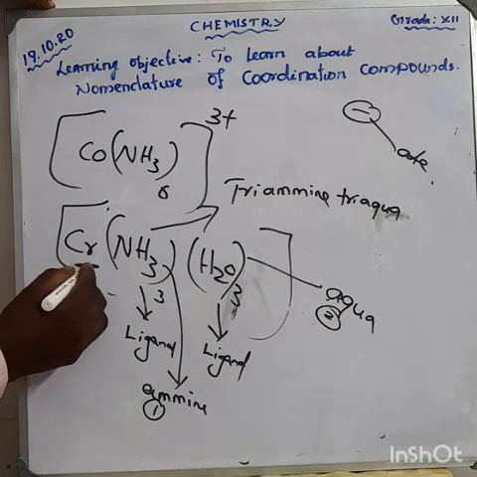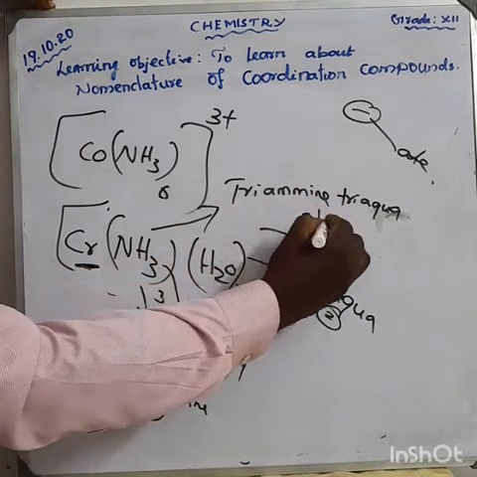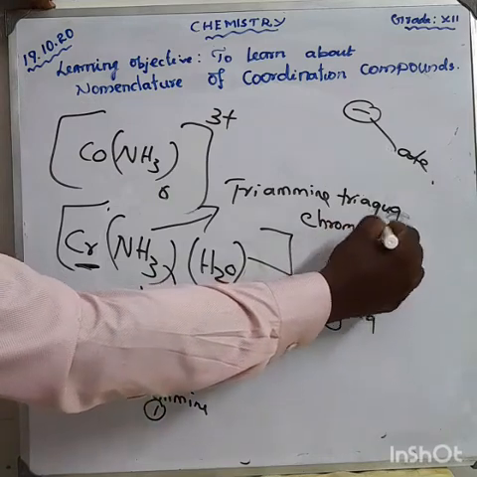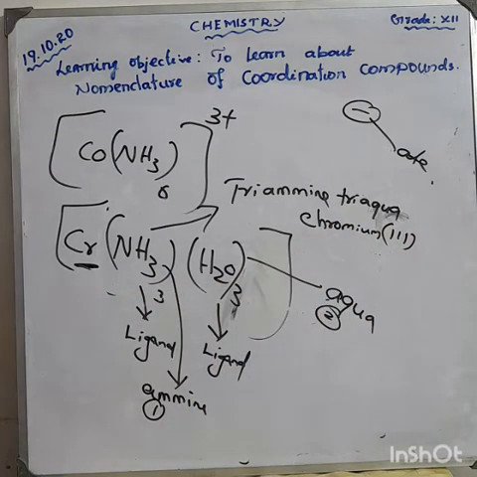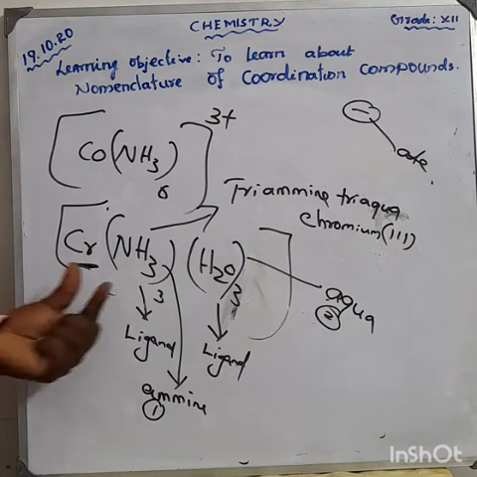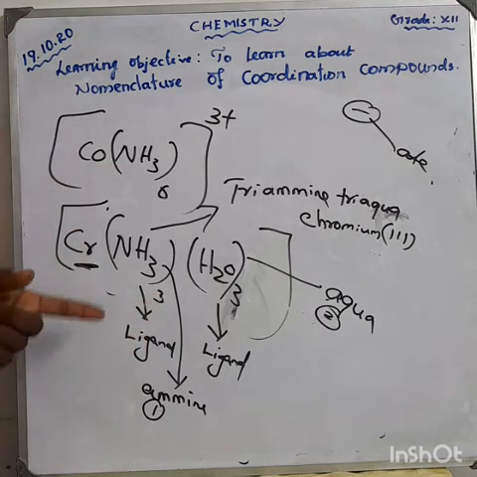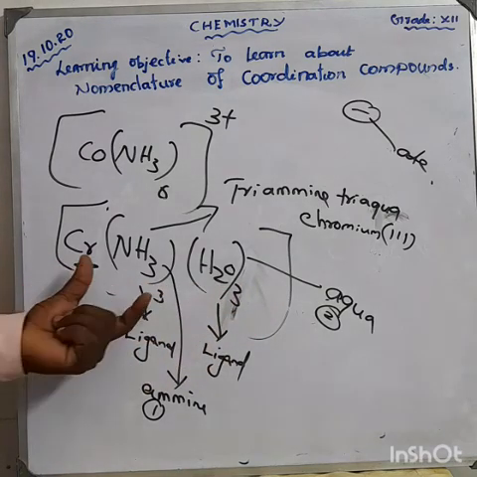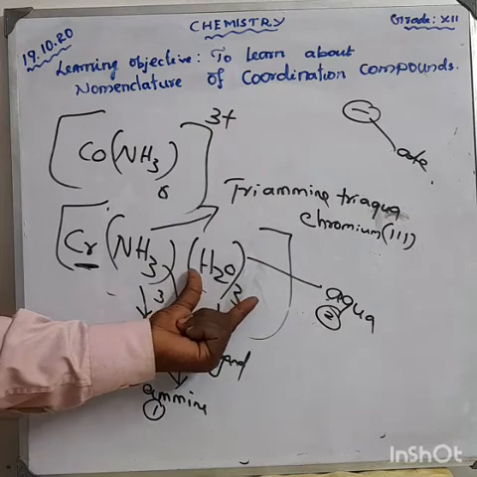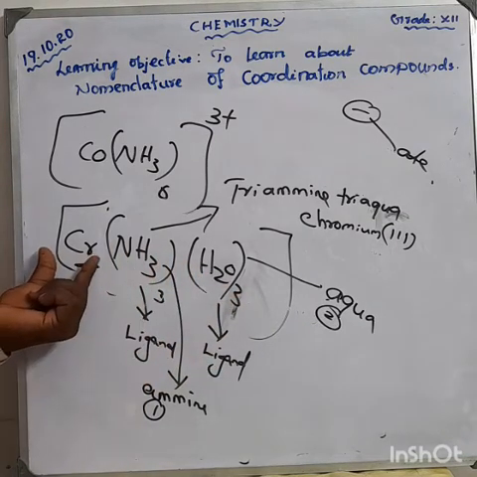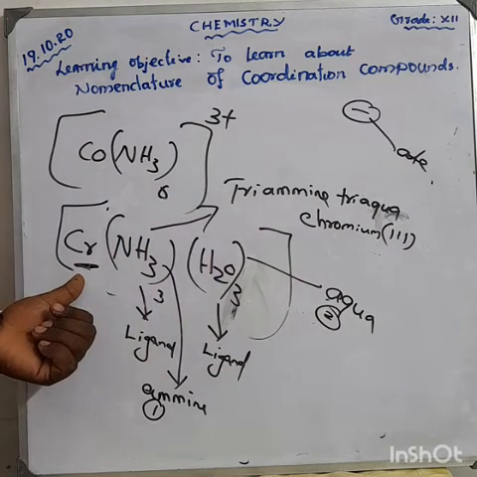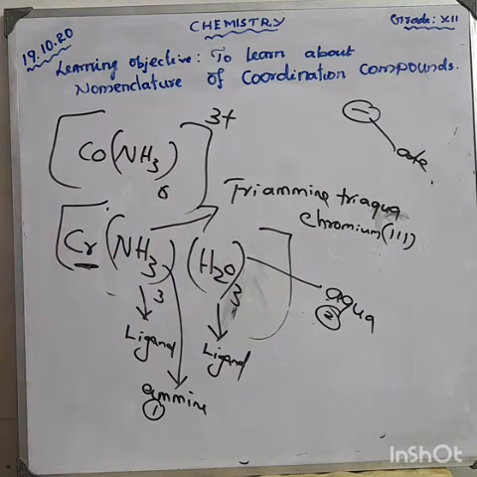Next, who is the central metal ion? Chromium. The oxidation state for chromium is 3. Chromium 3. That's the name of the complex. Can you say the name? Triamine. Why do we give the first priority to amine? As per alphabetical order. Triamminetriaqua chromium 3. The oxidation state for chromium is 3. Clear?